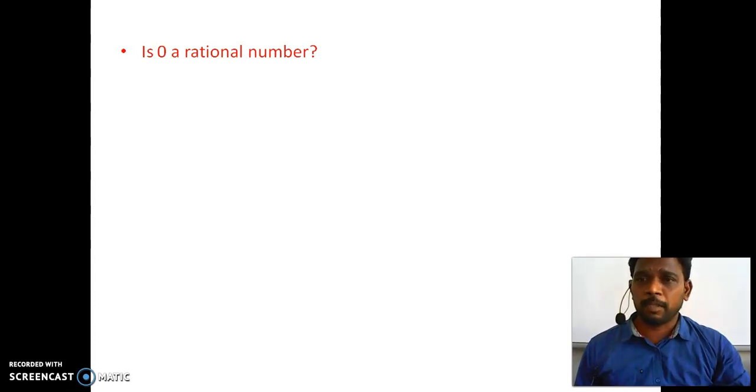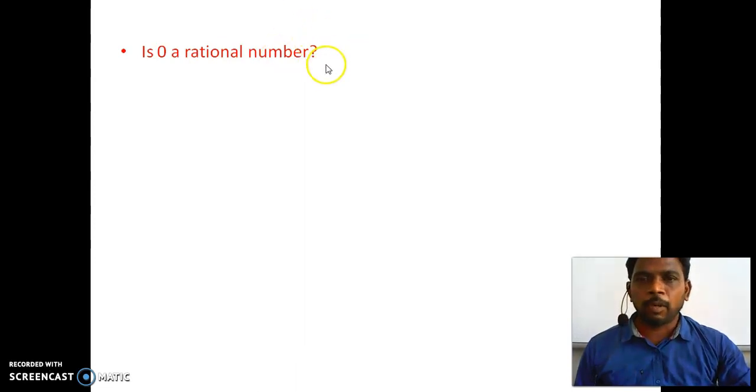Look at the first question. Is 0 a rational number? If you want to check whether a given number is a rational number or not, it is enough to compare that particular number with the definition. So recall the definition of the rational number. A rational number is in the form of p by q, where the numerator and denominator, that is p and q, are integers, and also q is not equal to 0. That is the definition of rational numbers.